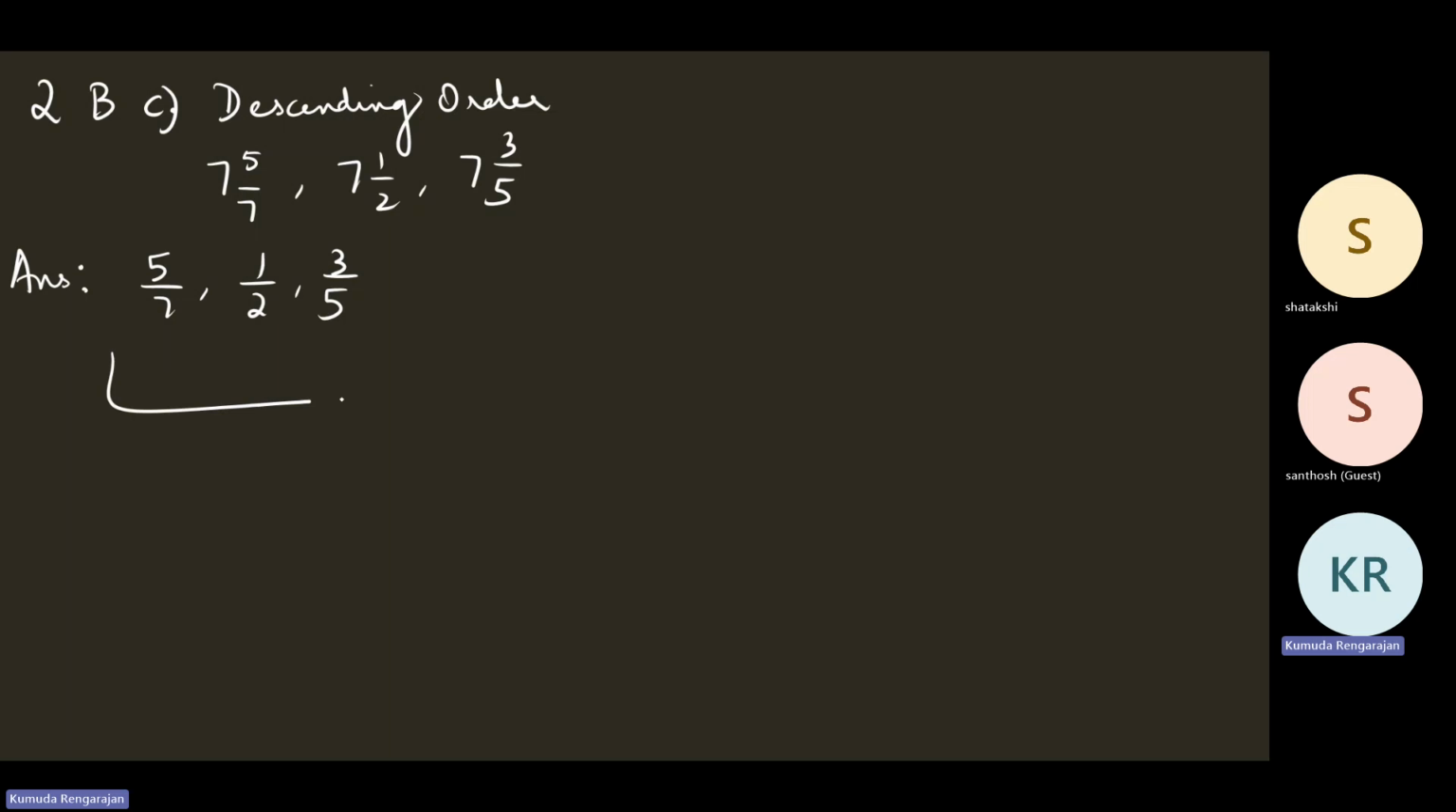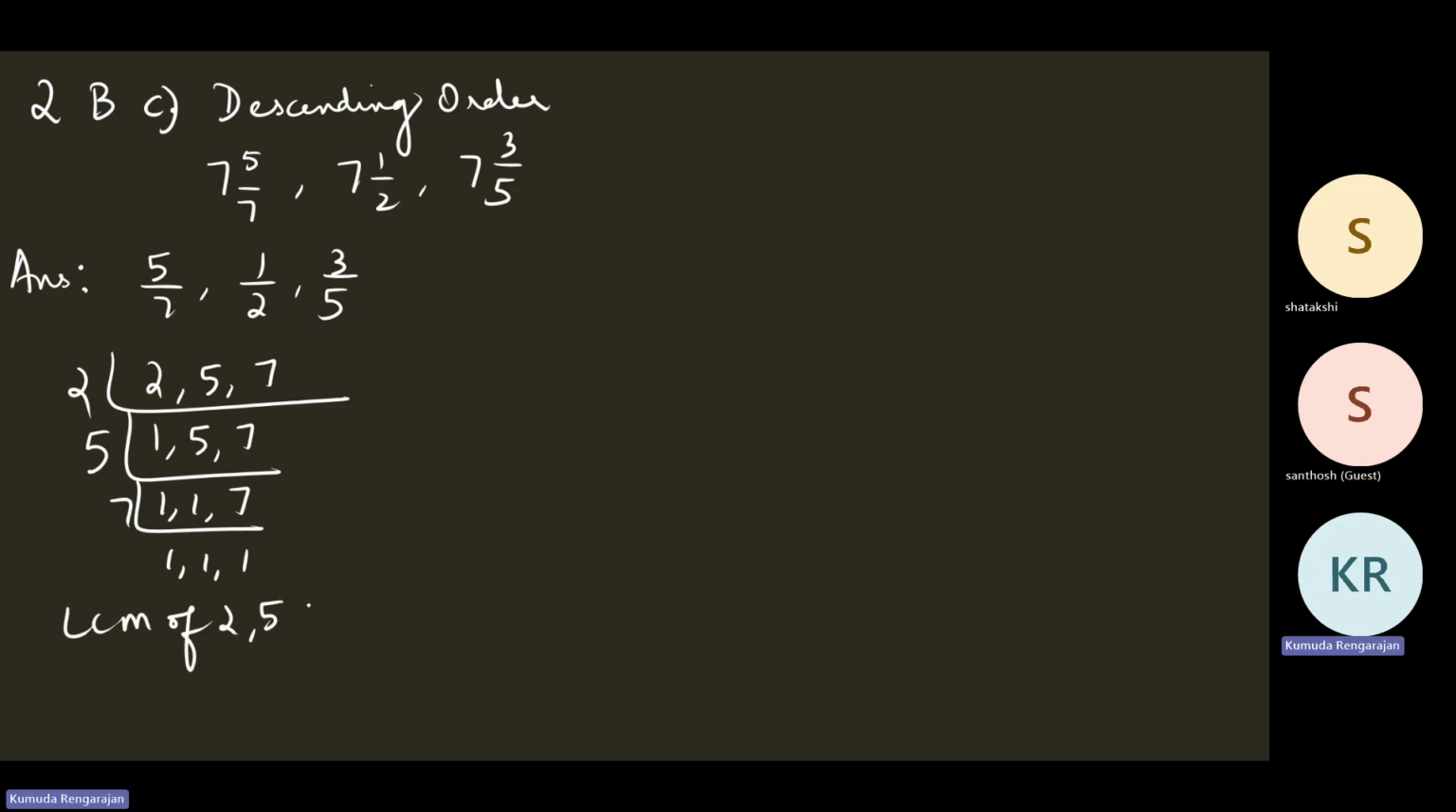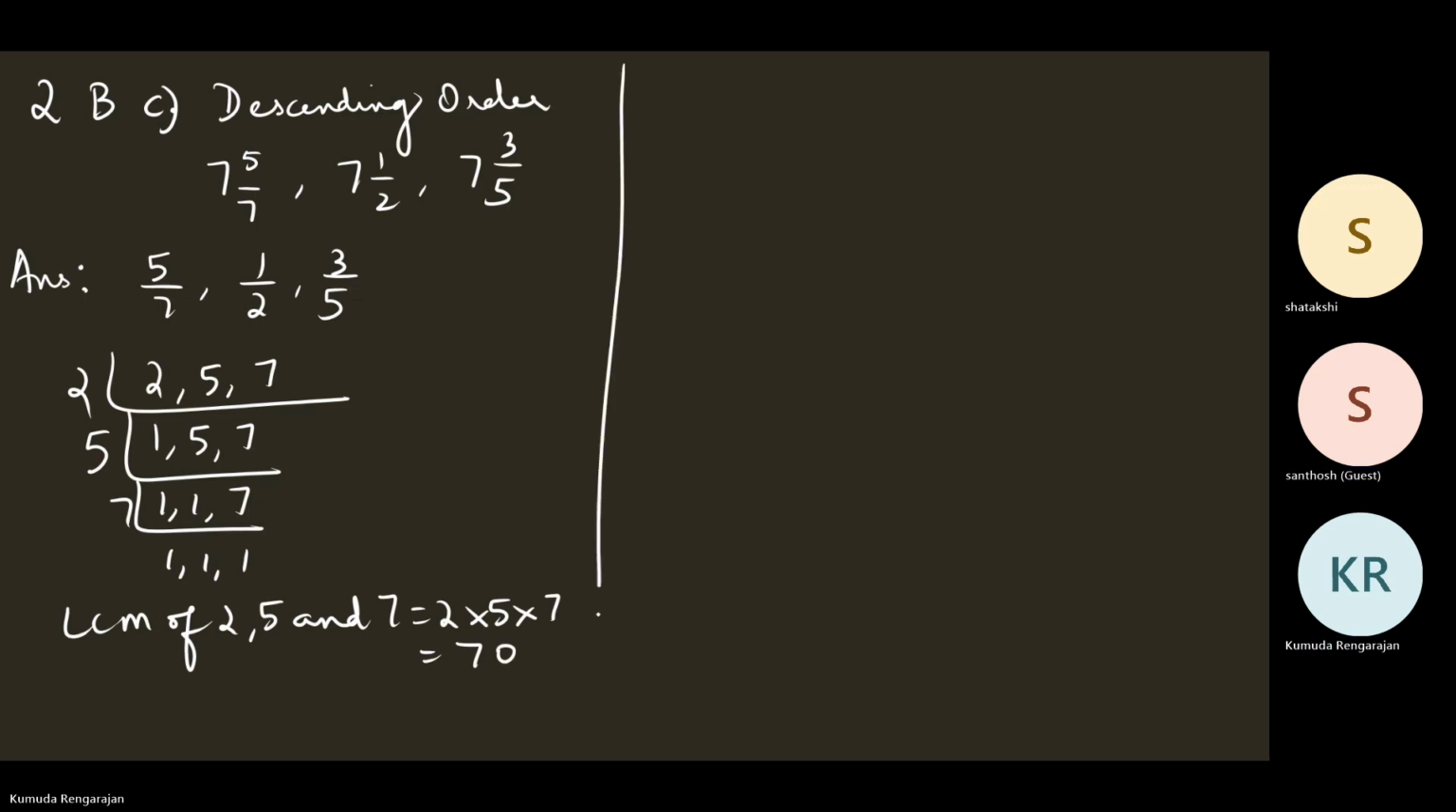So we'll find the LCM of 2, 5 and 7. So the LCM of 2, 5 and 7 is equal to 2 into 5 into 7, 70. Now write the three fractions. Put an equal to sign everywhere. Write the fraction again with an extended division sign like this.